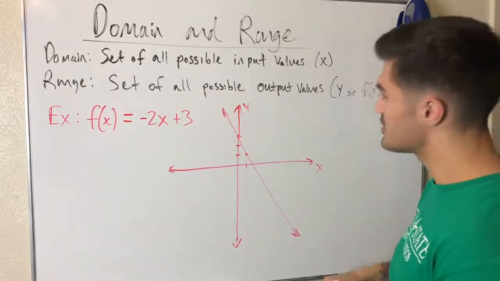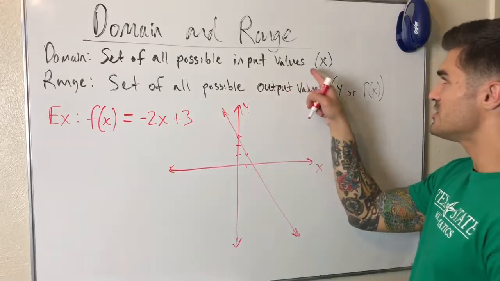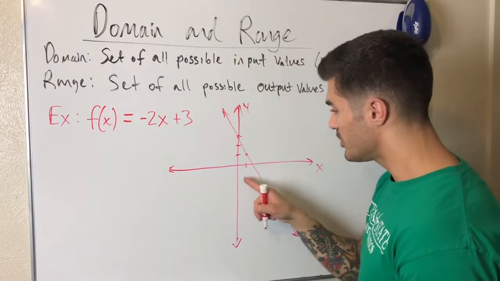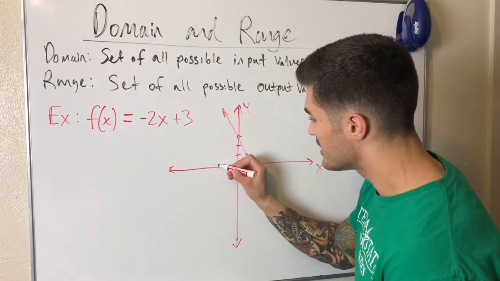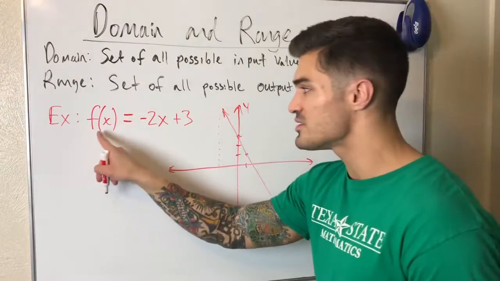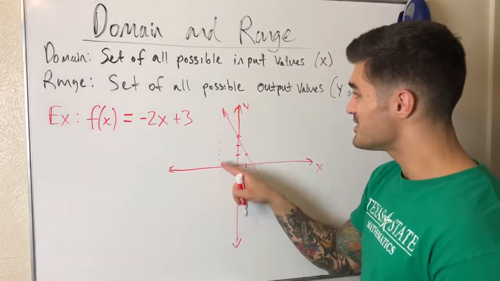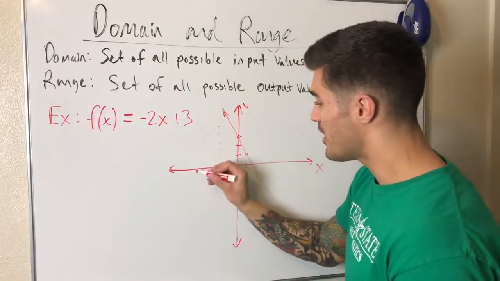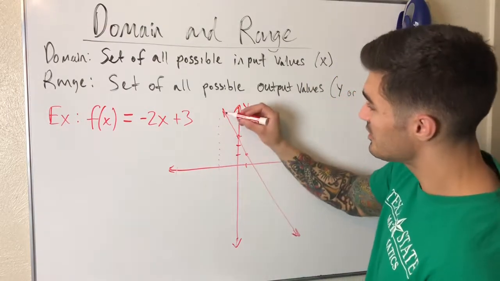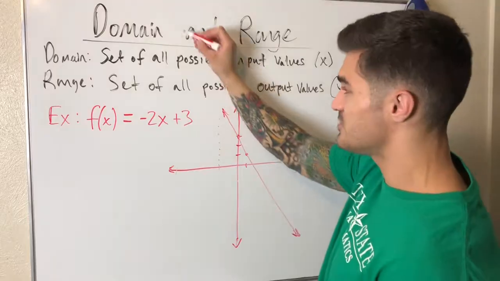So now let's think about this. Possible input values. These are the things I'm plugging in for x. So I'm looking at the x-axis, and I'm looking at, let's say, this value for x. This lines up with some y value, right? Some f of x, right? So in this case, that is an element of the domain, and I could keep going out forever. I can go out to, let's say this is -10, and it's going to line up with something because this line just keeps going, right?